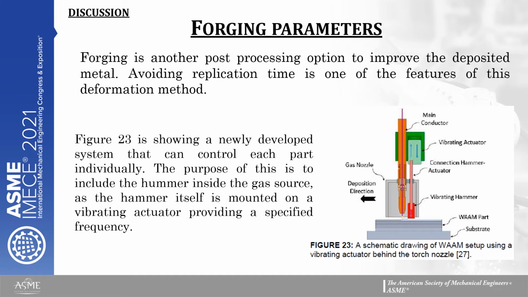Forging is another post-processing option to improve the deposited material. Avoiding replication time is one of the features of this deformation method. For example, as shown in this schematic diagram, there is an actuator connected with the hammer, and there is a vibrating actuator. So there is a vibrating hammer just behind the torch, and it can provide the plastic deformation to the material as required.